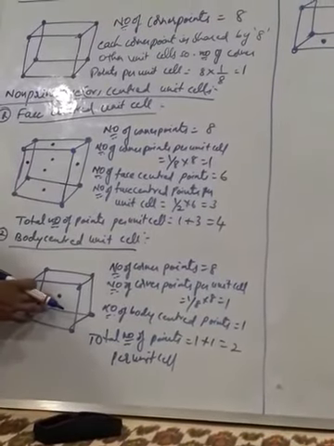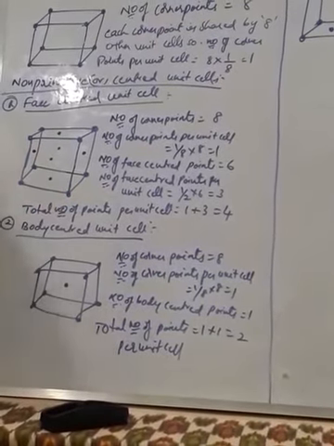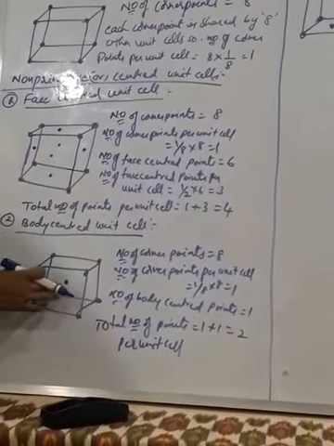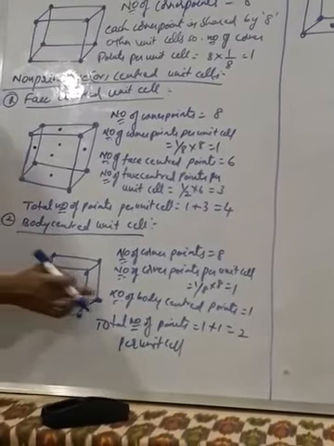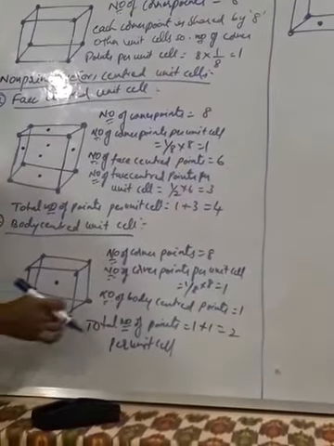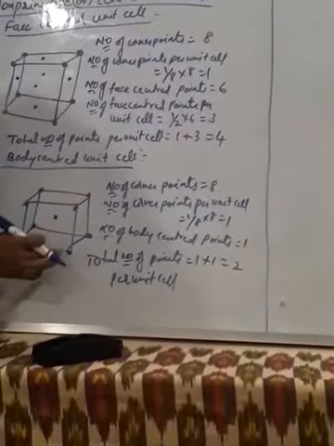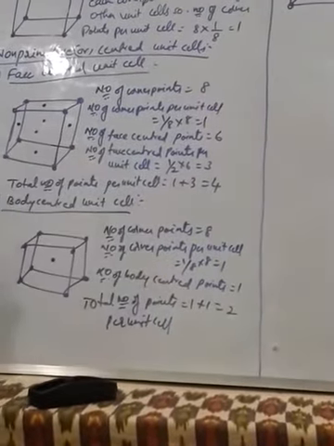And the body centered point belongs to that particular unit cell only. No sharing of body centered point. So this totally belongs to this unit cell. That's why the number of body centered points is 1 only. And the total number of points present per unit cell is 1 plus 1, that is equal to 2. So total number of points are 2.